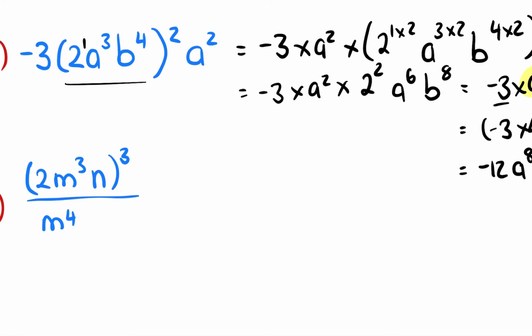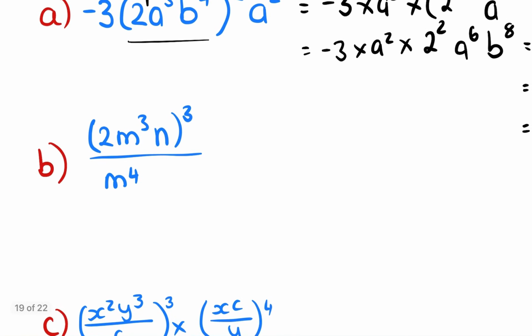Do the brackets first. So if we go to our next one, which is B, we've got in brackets 2m cubed n and all to the power of 3, over m to the 4. So what I'm going to do, I'm going to deal with that top part of my fraction first. I'm not touching that m to the 4 just yet.